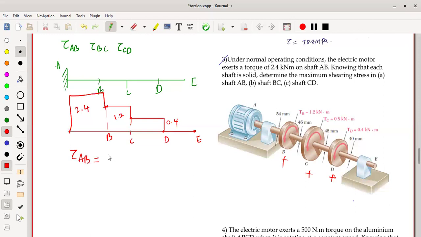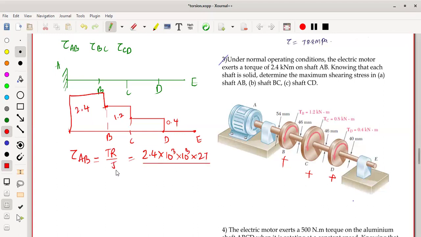So the tau AB formula is T R by J, because T by J is equal to tau by R. So the torque at AB is 2.4, but it should be in Newton mm only. So kilo means 10 to the power of 3, and meter is also there. So that's why, here you can observe, 2.4 into 10 to the power of 3 again. Multiply radius. So the radius at AB is 54 by 2, it is 27. 27 whole divided by J.